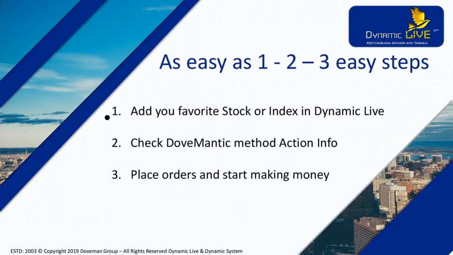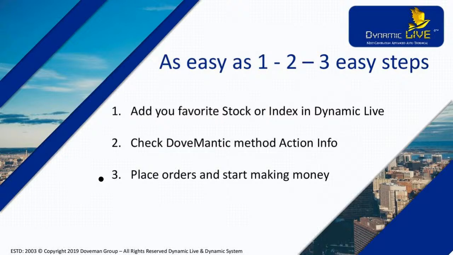The first step here is just add your favorite stock or index in dynamic live. Just add it on the screen. Second step, check what the dynamic method action information is telling you to do. Whatever it tells you, based on that, simply place orders and start trading. So this is all that you're supposed to do here. So this is how easy it is today to start trading in futures and options, and this is the reason we call this a revolutionary invention.